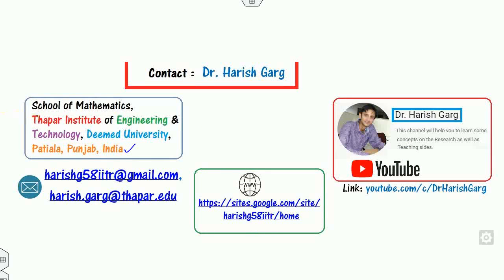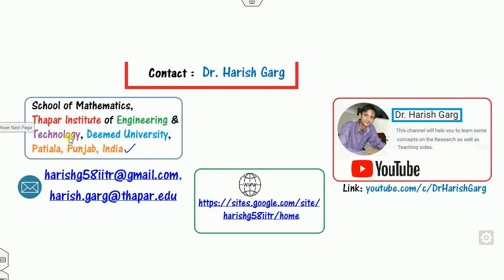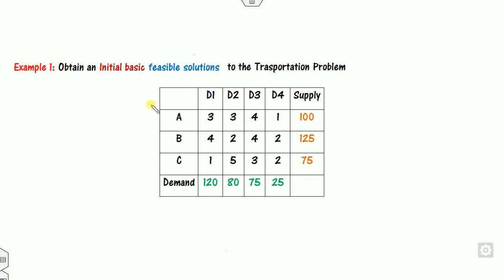So before starting this Vogel approximation method, let us quickly recall what the VAM is and how we can solve it manually. Look at this transportation problem. There is some supply and demand, and then 3, 3, 4, 1 are the costs to transport from the source A to the destination D1 and so on. You have to find the initial basic feasible solution with the help of the VAM method.